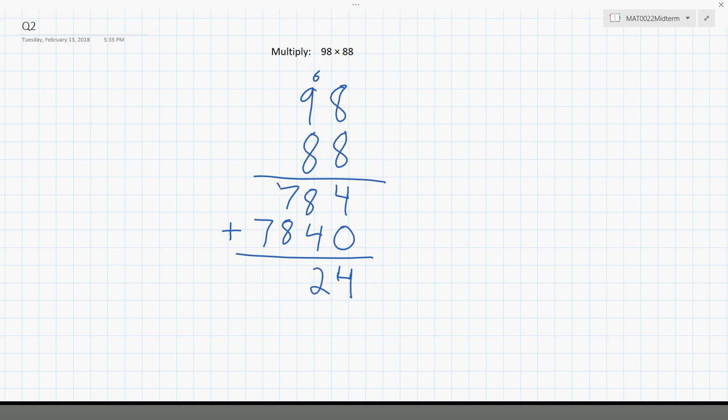7 and 8 is going to be, anybody? Well, let's just put the 1 in there. 8 plus 8 is 16, right? So we're going to put a 6 down there. We're going to put a 1 up here. 7 and 1 is going to be 8. So we're going to have 8,624. We good? All right.